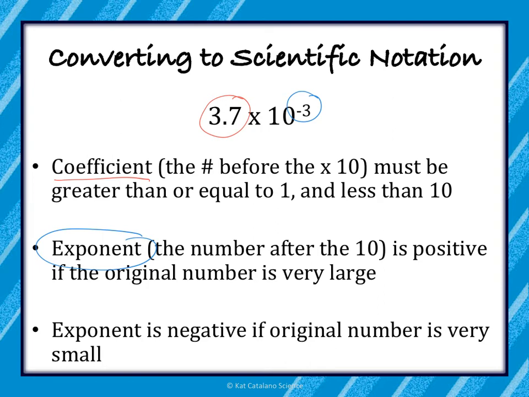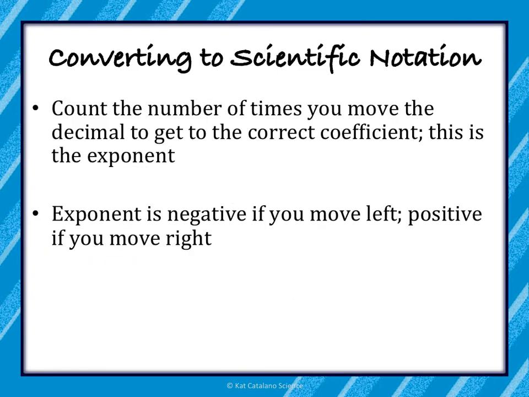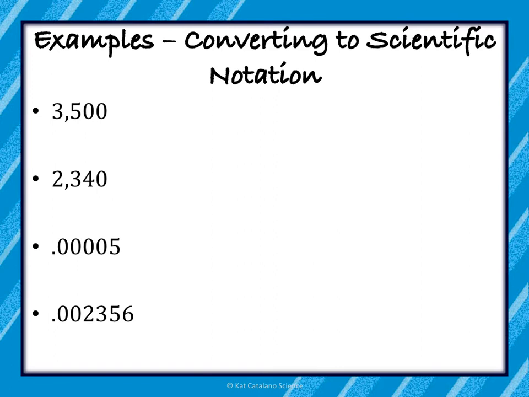So this answer here is actually equal to 0.0037. That negative number tells me that this is a very small number. When you convert to scientific notation, you're going to count the number of times you move the decimal to get to the correct coefficient. This number of times is the exponent. Your exponent will be negative if you move to the left, and positive if you move your decimal to the right. So let's take a look at a couple examples.